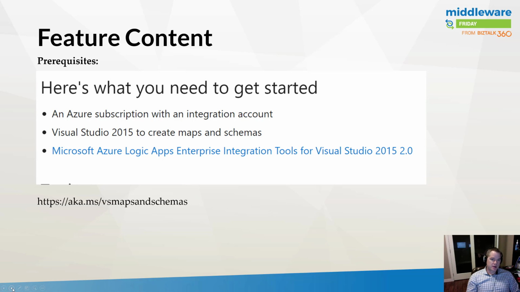So obviously you need an Azure subscription. You'll need to be able to create an integration account. You will want Visual Studio 2015 and the Enterprise Integration Tools for Visual Studio 2015 in order to construct your maps and schemas. Now you can bring existing schemas, say from BizTalk, into the mix and use them. This is different than Azure BizTalk Services, or what was called MABs, where we had different mapping formats. This time we can take those .btm maps and actually use them.